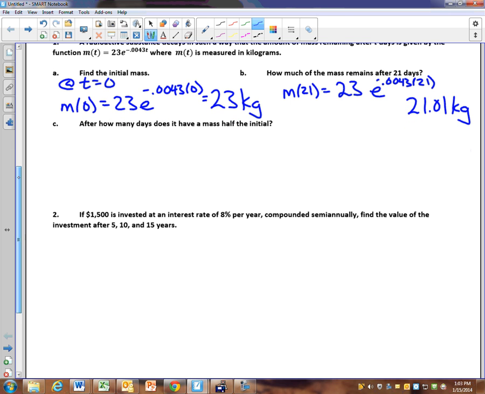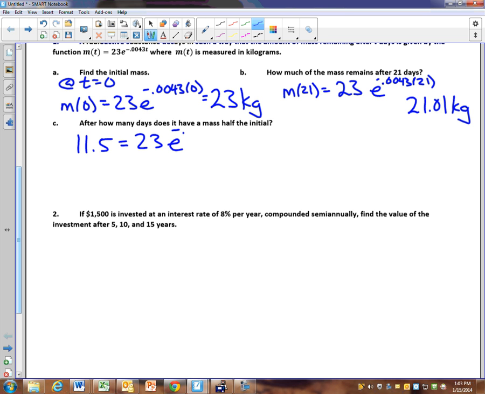Okay, in question C, after how many days does it have a mass half the initial mass? Ooh boy, that sounds a little bit more complicated. What do I do? What's half the initial mass? 11.5, very good. 11.5 is half the initial mass. So that's our mass, and that's going to be equal to our equation, 23e to the negative 0.0043 t. Do we know t? No, we're trying to solve for t. It says how many days. So we're trying to solve for that time variable.